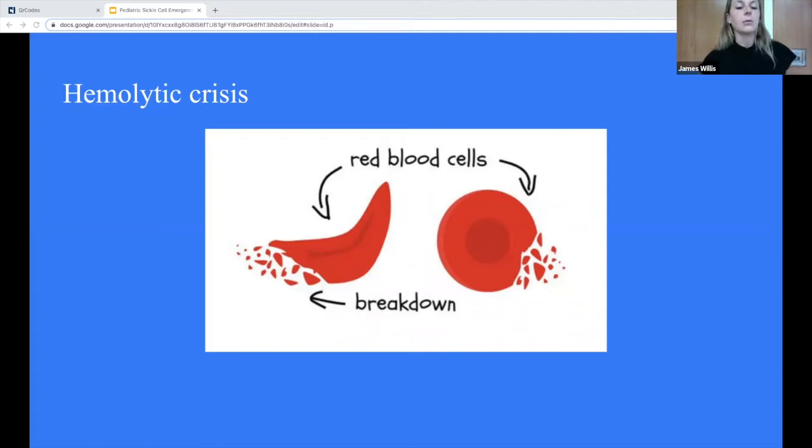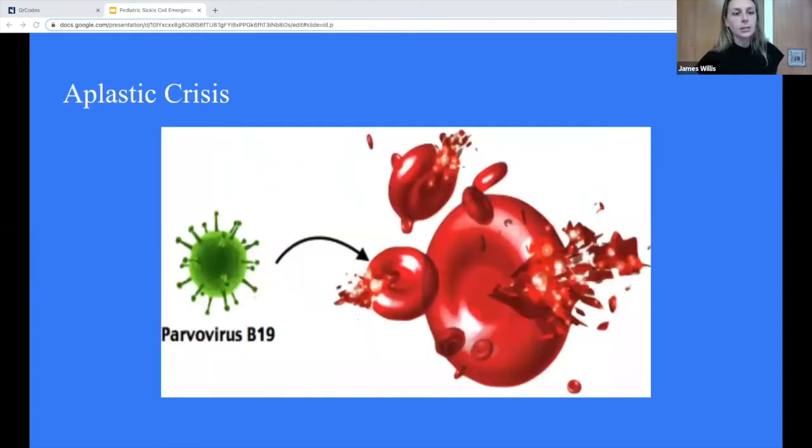Patient can present with fatigue, paleness, jaundice. Labs will show a low hemoglobin, high reticulocyte count, high bilirubin, high LDH. And then this can lead to jaundice, gallstones, and more complications. Aplastic crisis is an infection by parvovirus B19. It infects red blood cell precursors, causing severe anemia.